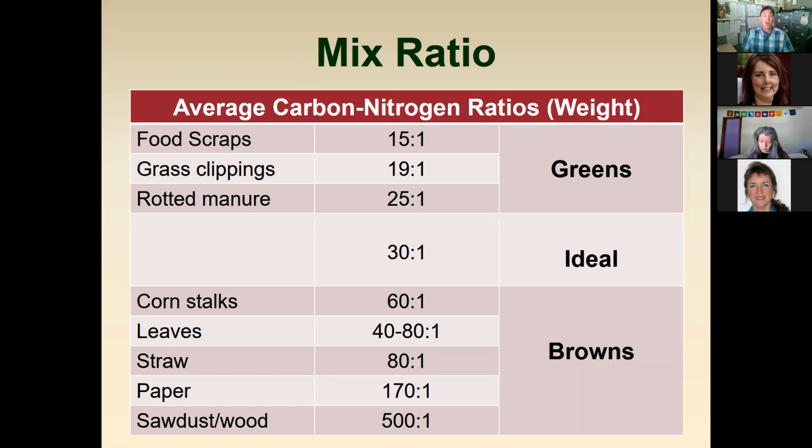We need 15 pounds of carbon material, or brown material, to every 1 pound of nitrogen. So with food scraps, you're not going to need nearly as much carbon as you would with, say, sawdust or wood, which is 500 pounds. You need 500 pounds per 1 pound of nitrogen. So all these things kind of vary, and even your leaves.